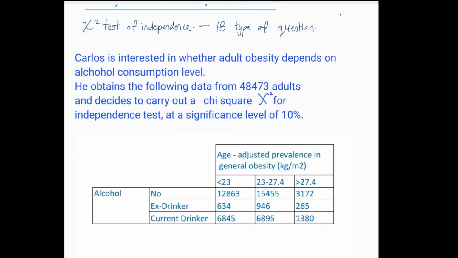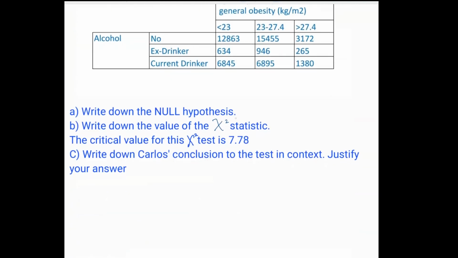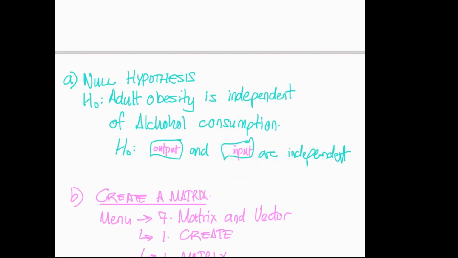Now the first question is, write down the null hypothesis. Here is the null hypothesis. Adult obesity is independent of alcohol consumption. Is independent. That is a null. There is no difference. Or we may write it in this form. Adult obesity here normally is the output, and the input, in this case alcohol consumption, are independent.